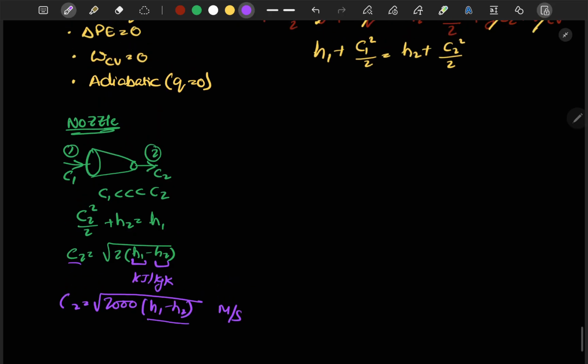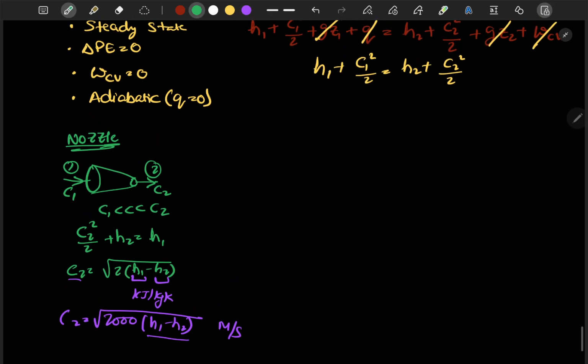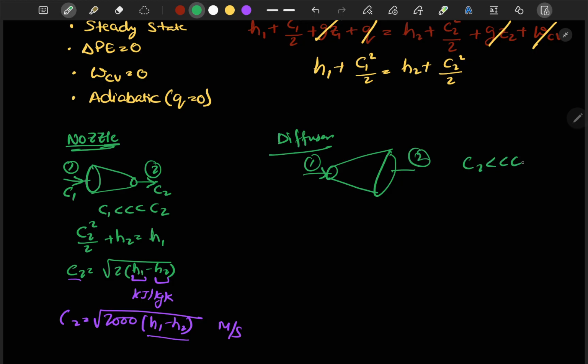Okay, similarly if we talk about the diffuser, in case of diffuser it is directly opposite to nozzle, that is, it is used to convert the kinetic energy present into potential energy. This is 1, this is 2. So in case of diffuser we consider C2 to be very much less than C1. So we can write it here as C1 equals root of 2 times (H2 minus H1).